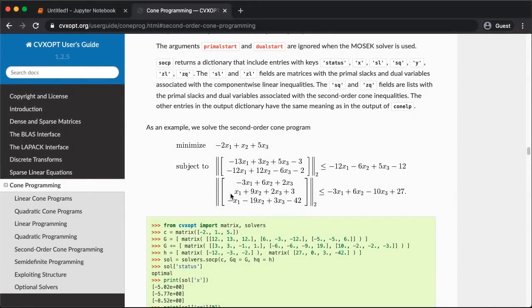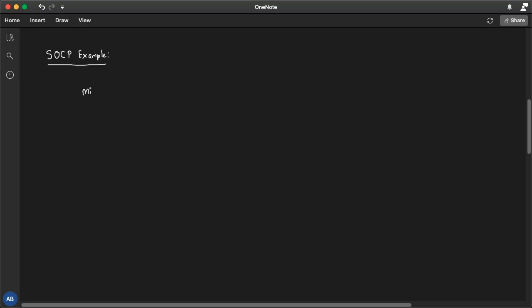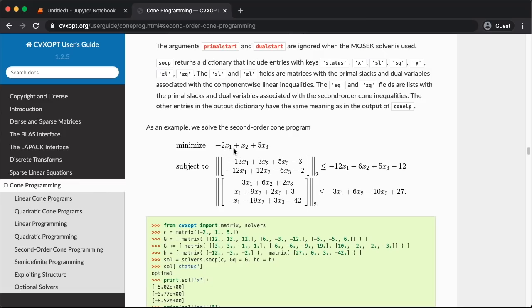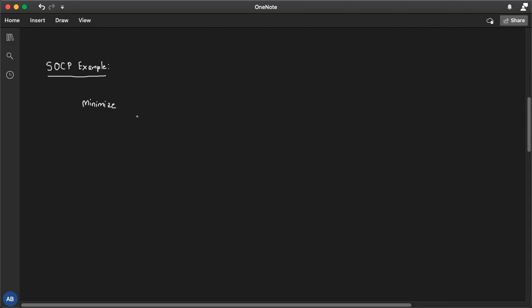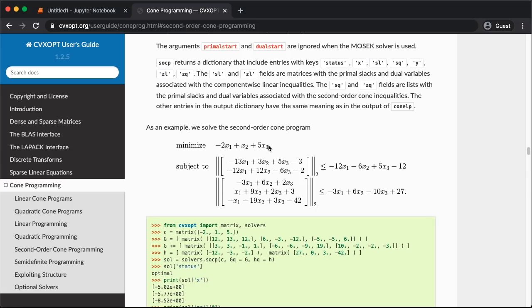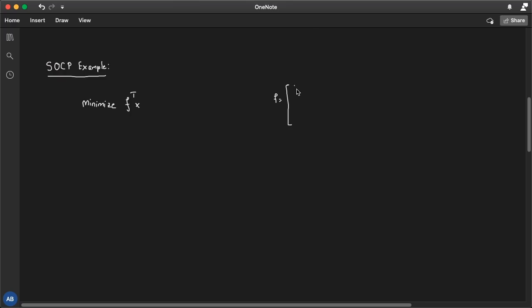So what is this problem? First, we have to minimize minus 2x1 plus x2 plus 5x3. What could this be written as? F transpose x, of course. Well, what is my f over here? If I write F transpose x, my f will contain the coefficients, minus 2, 1, and 5. So, minus 2, 1, and 5. Okay? No problem with the cost.